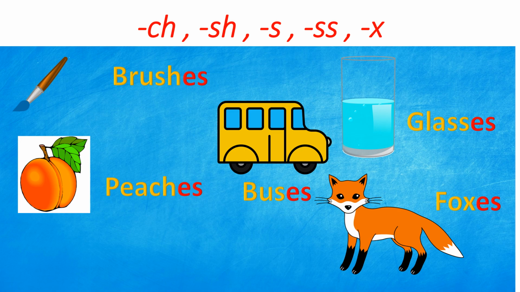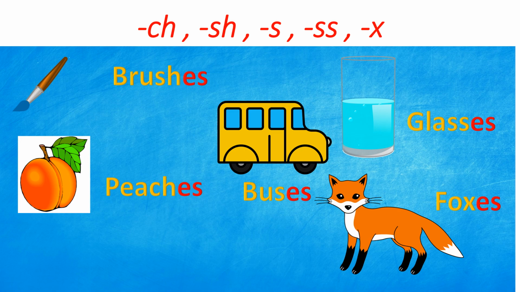Here, what can you see? Here I can see a peach. So how does the word peach end? The word peach ends with the letters ch. So when a word ends with ch and you make it plural, you have to add es to the noun, right?